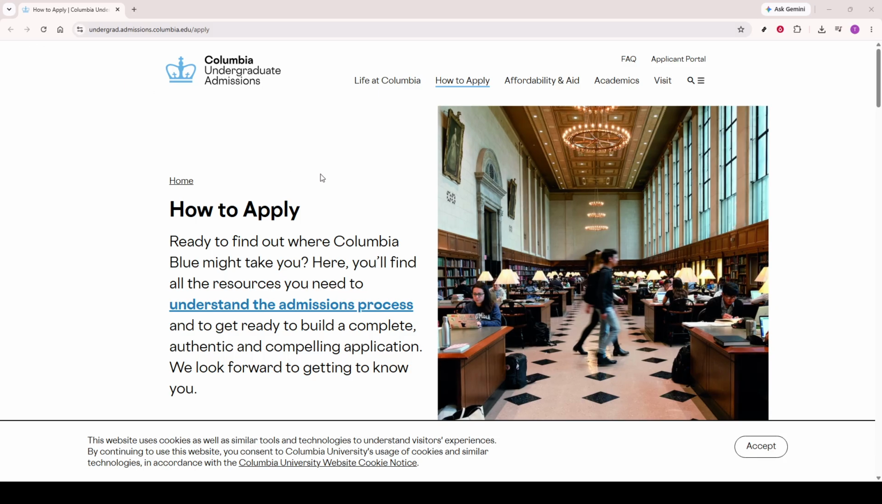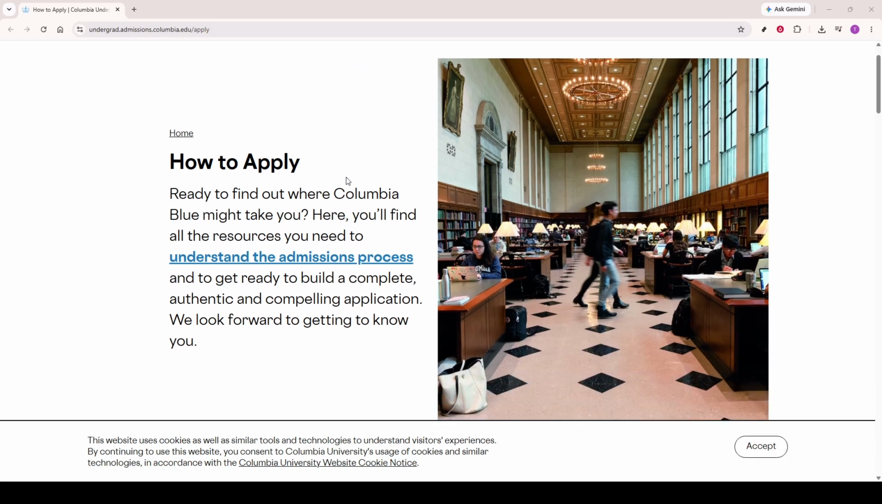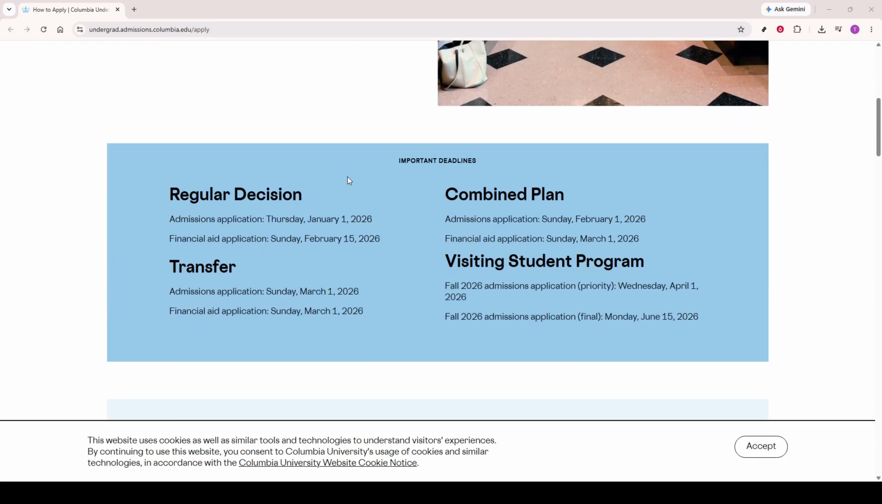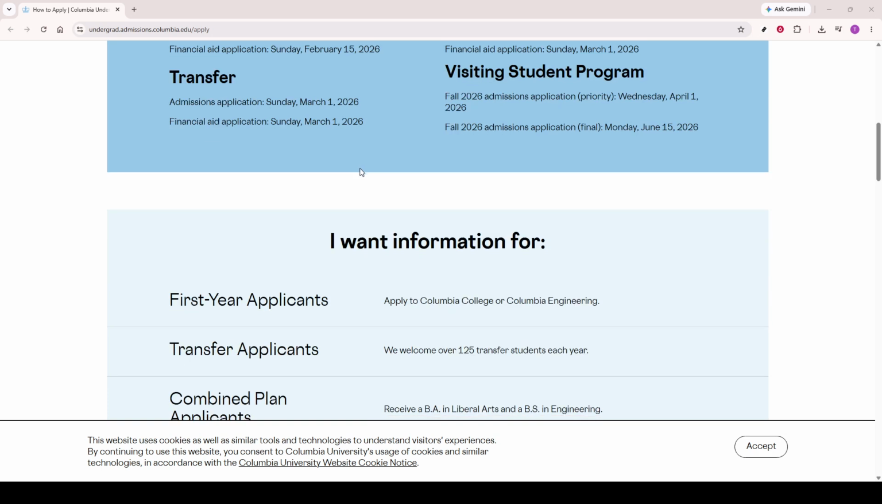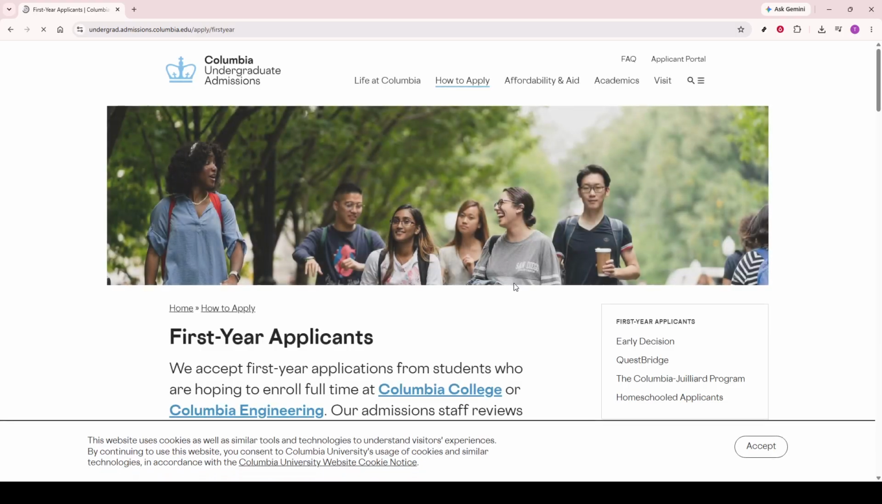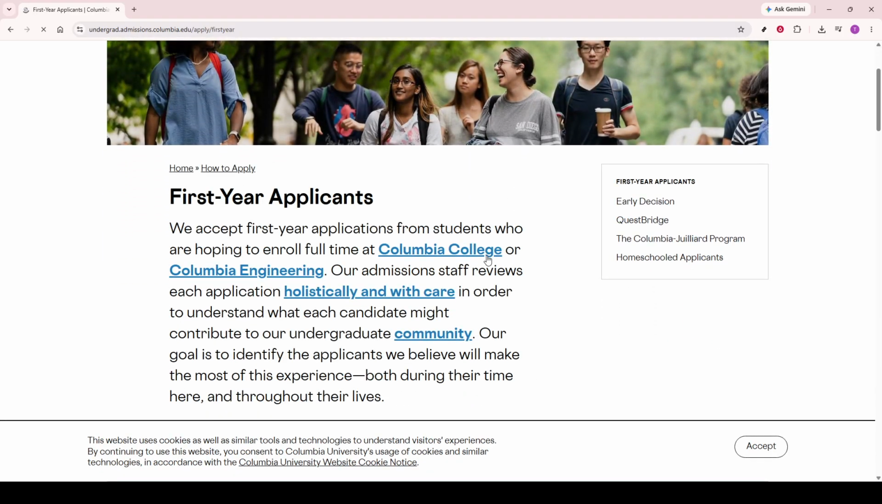Columbia accepts the Common Application, the Coalition Application, and the QuestBridge application for students who are QuestBridge finalists. The important thing here is to select the platform that fits your situation best and then complete your application carefully within that system. Since each platform organizes information a little differently, it helps to get familiar with the layout early so you can avoid last-minute confusion.